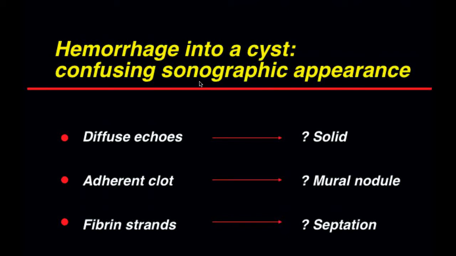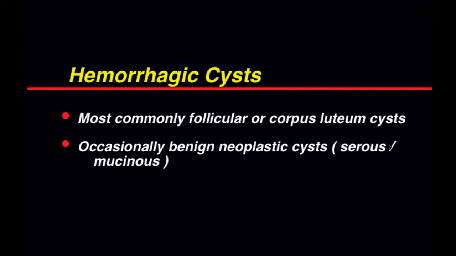Let's now turn our attention to something that may confuse us, and that is the hemorrhage into a cyst. But before we consider the ways that it can confuse us, let's first consider the possibility that we were all smart enough to know that we were actually looking at hemorrhage into a unilocular cyst. If that were the case, we would know that this was most commonly a follicular or corpus luteum cyst. Clearly more commonly corpus luteum cyst, but occasionally a follicular cyst.